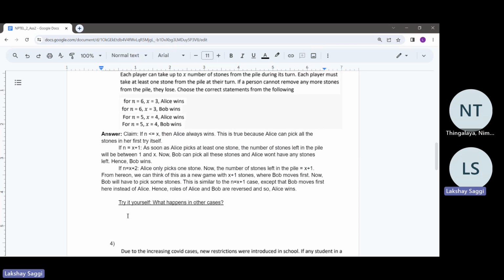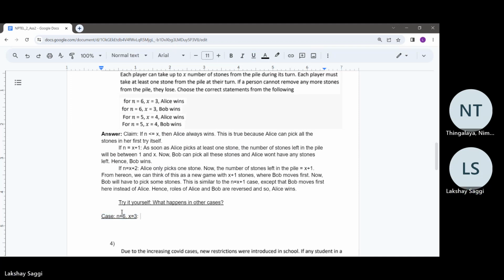So let's say we are trying to solve this. For option A and option B, we just have to decide for n equal to 6 and x equal to 3 whether Alice wins or Bob wins. One of Alice or Bob will win. So we just have to decide, in the case n equal to 6, x equal to 3, who wins, right? This is the case which we want to solve for our problem.